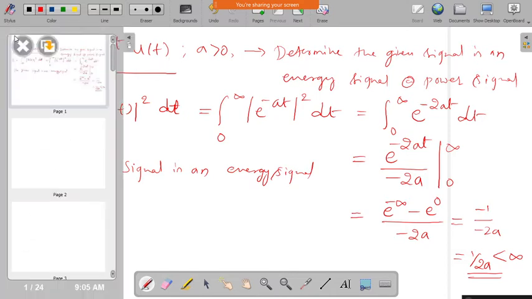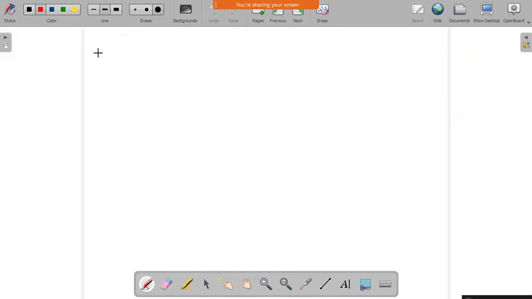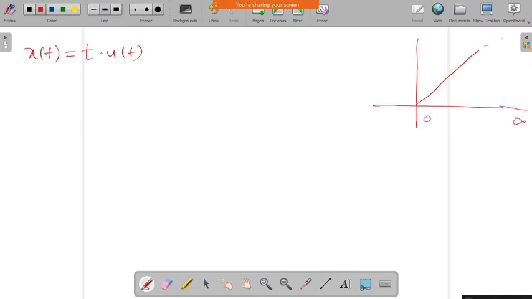Okay, so now we'll go to the next one. Is it understood? Any doubt in this one? So next, take a ramp signal, x of t equal to t into u of t. It varies linearly with respect to t. Since it is u of t, it goes from 0 to infinity. Even you can take t square into u of t or t cube into u of t. These all vary with respect to time. Any signal of this type you can take.